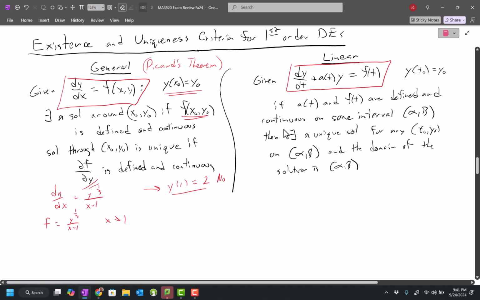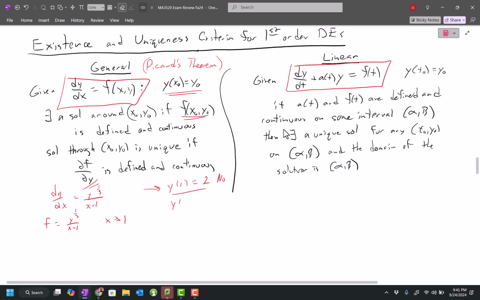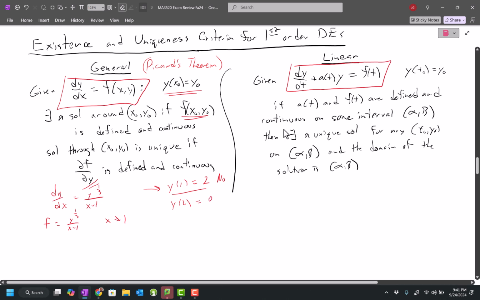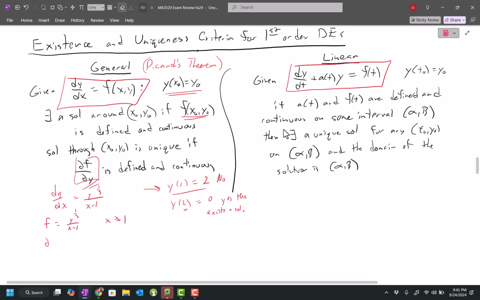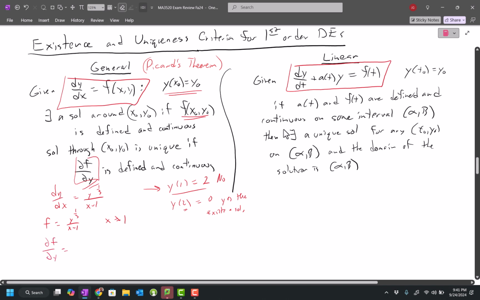However, I might look at another one and say, what about y of 2 equals 0? There's another condition. Well, because x equals 2, I know there would exist a solution. Yes, there exists a solution, but to determine whether that solution is unique or not, I have to check my partial derivative. The partial of f with respect to y is equal to, well, my 1 over x minus 1 just comes out front. I'm really taking the derivative of y to the 1/3 power, which is 1/3 y to the negative 2/3 power, which I could rewrite as 1 over 3 times the quantity x minus 1 times y to the positive 2/3 power.